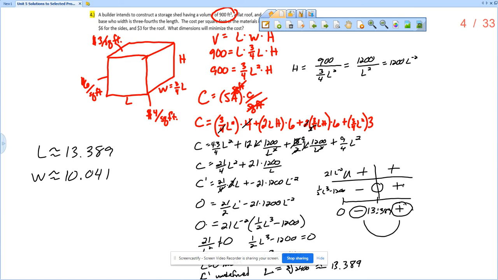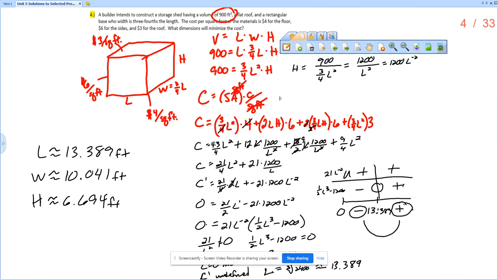So I'm going to recalculate the cube root of 2400, and then we're going to take 1200 divided by that answer squared. All right, and so that gets me a height of approximately 6.694. All right, and all of these would be in feet. All right, so that is problem number 4.